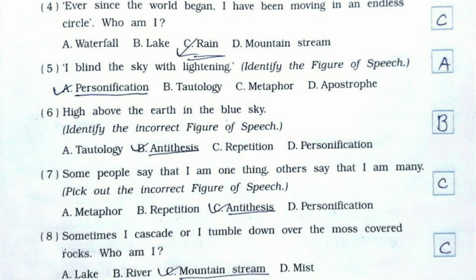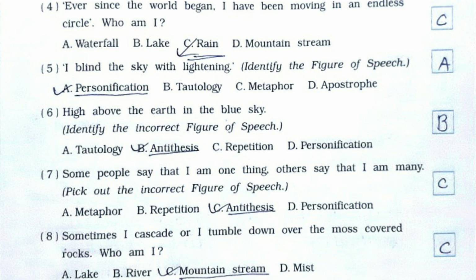Fourth, ever since the world began, I have been moving in an endless circle. Who am I? It's option number C, rain. Fifth, I blind the sky with lightning. Identify the figures of speech. It's option number A, personification. Sixth, high above the earth in the blue sky. Identify the figure of speech. It's option number B. Antithesis is the incorrect figure of speech.